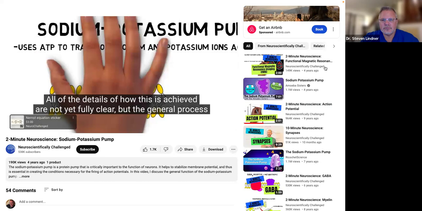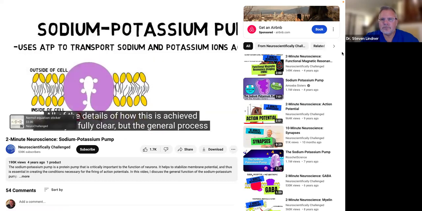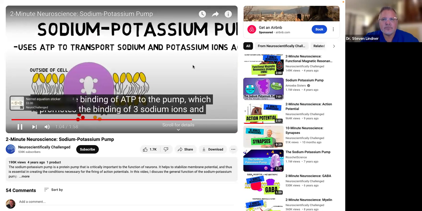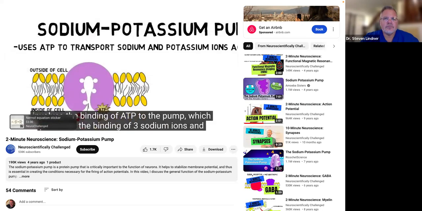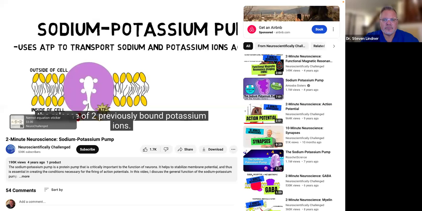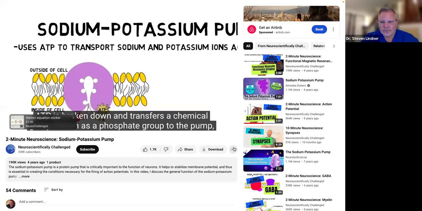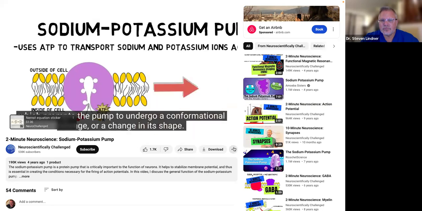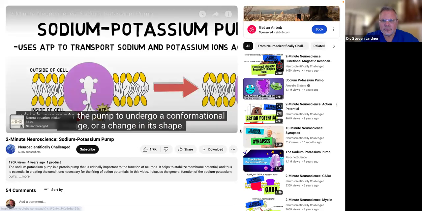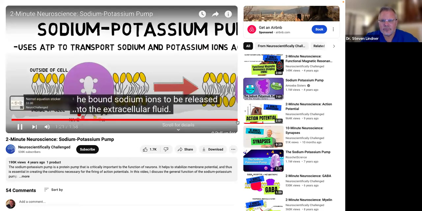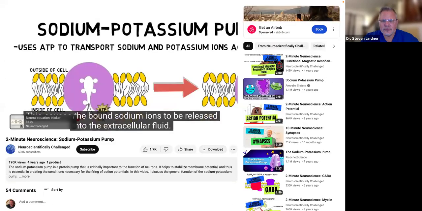All of the details of how this is achieved are not yet fully clear, but the general process involves the binding of ATP to the pump, which promotes the binding of 3 sodium ions and the release of 2 previously bound potassium ions. ATP is broken down and transfers a chemical group known as a phosphate group to the pump, which prompts the pump to undergo a conformational change, or a change in its shape. This causes the bound sodium ions to be released into the extracellular fluid.